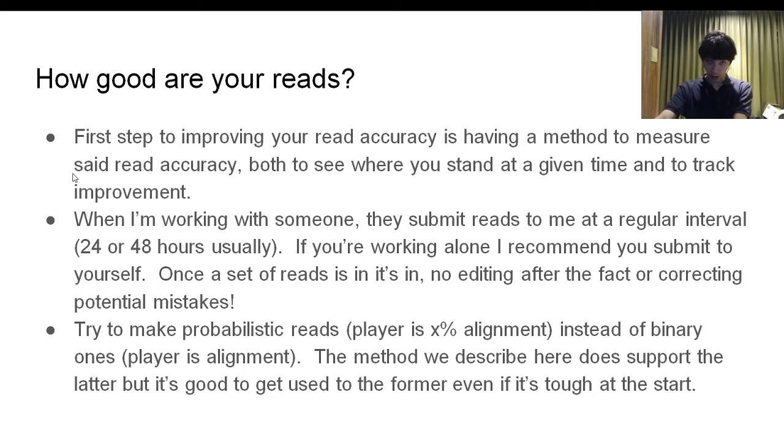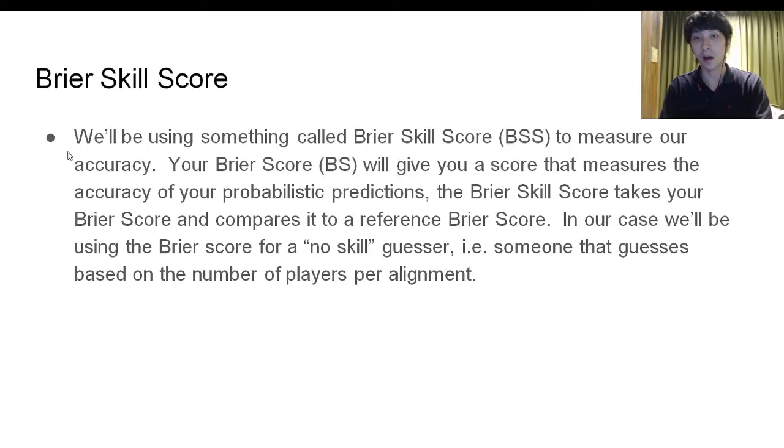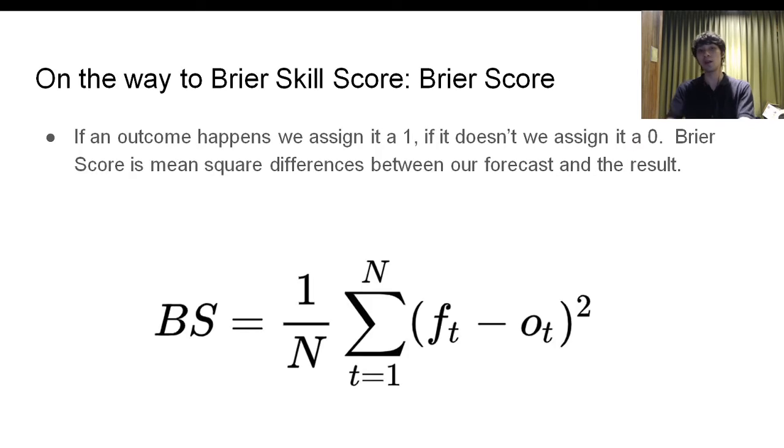Okay, so let's get started. We'll be using a tool called the Briars skill score. This Briars skill score measures our accuracy relative to a no-skill guesser, which is somebody that guesses based on just the number of players per game and the number of players per alignment. To do this, we take something called a Briars score for us and the Briars score for that no-skill guesser. So where we have to start really is this Briars score constant.